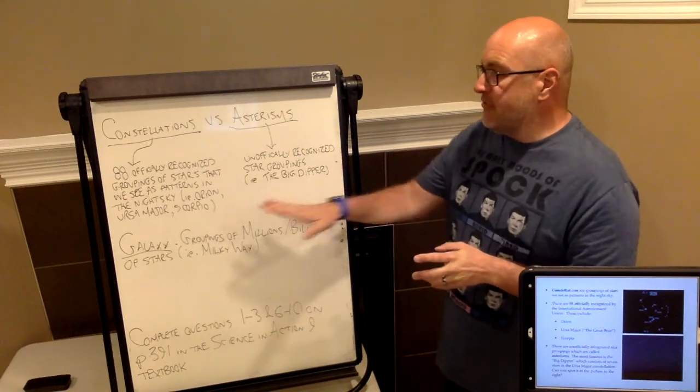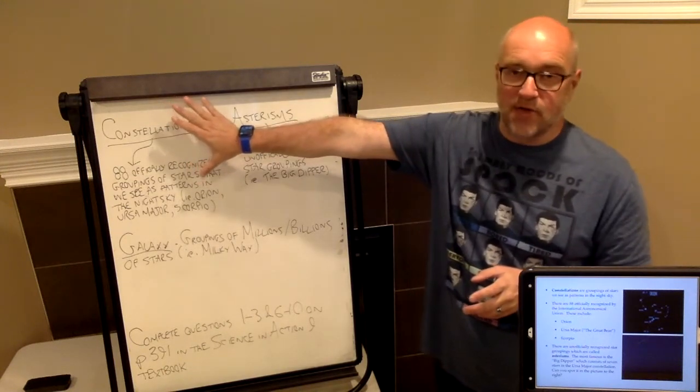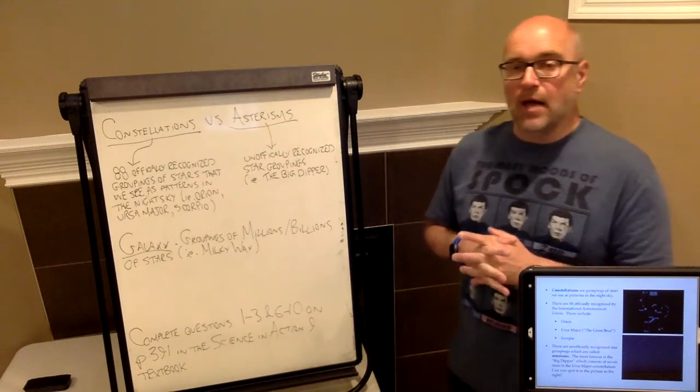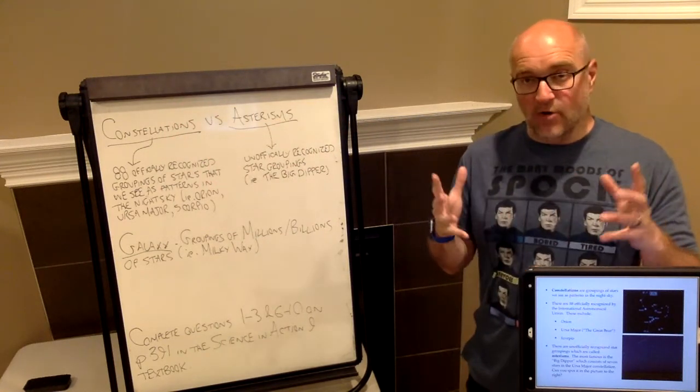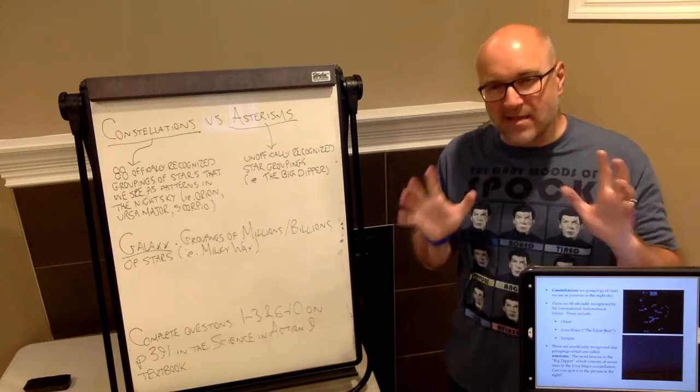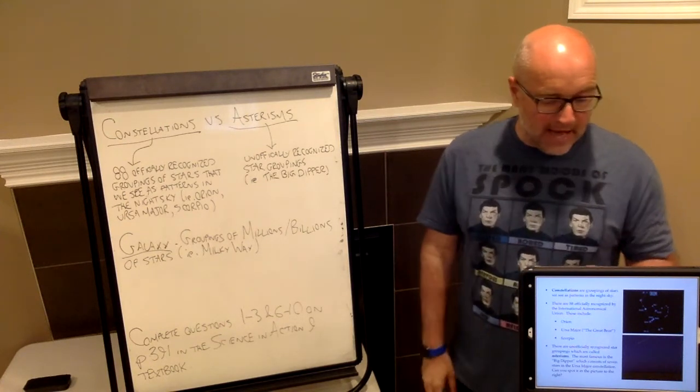So there are official patterns in the sky known as constellations. There are unofficial patterns in the sky made of stars that are called asterisms. So that's the difference between a constellation and an asterism.